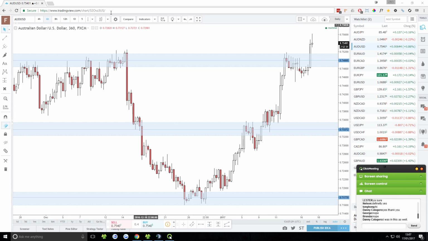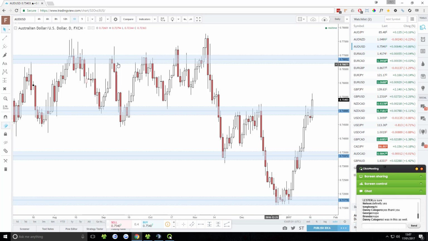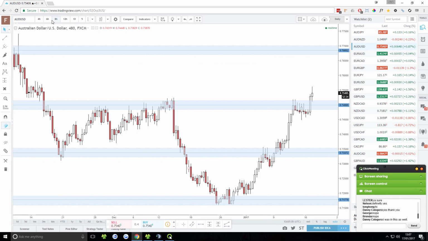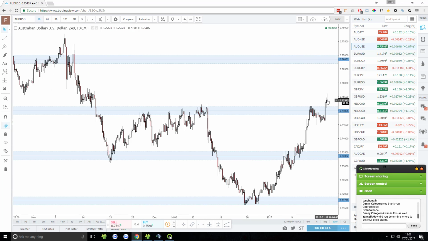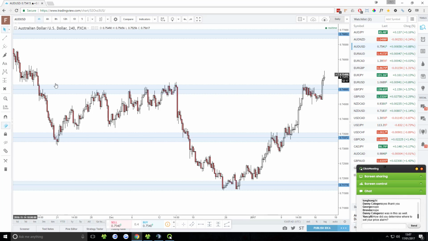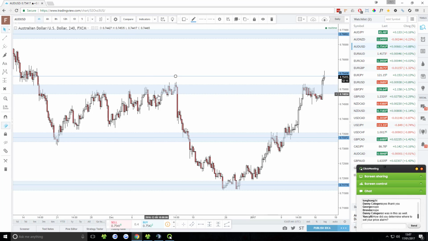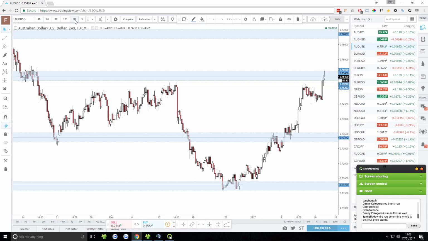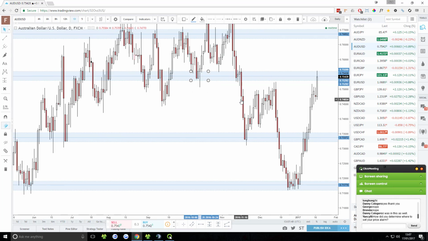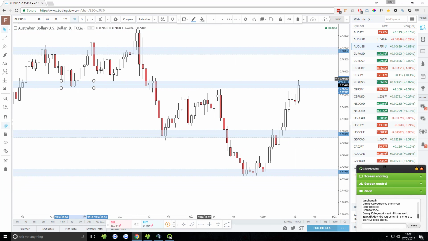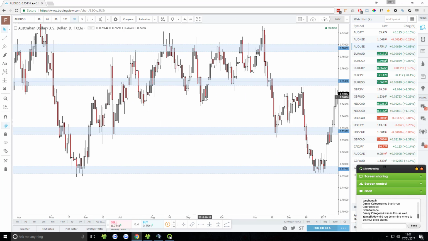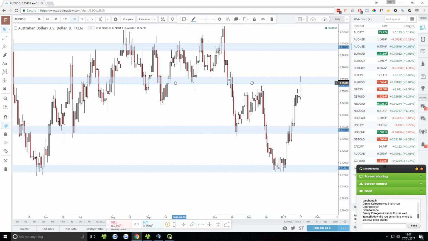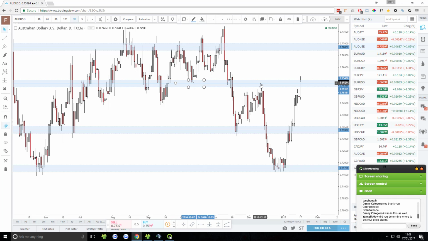But anyway, let's have a look at AUD USD. So it looks like AUD USD right now is stalling up here. Now, what do you notice about this level? Can anyone tell me? Around about here, let's say.